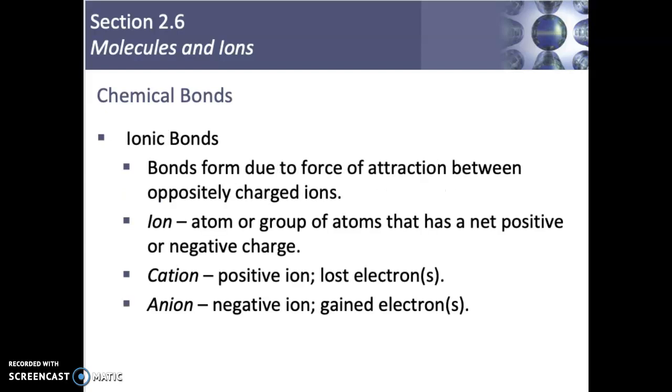The other big type of bond that we'll talk about is ionic bonds. And those are due to a positive and a negative attracting one another. In ionic compounds, one of the atoms is going to donate an electron to the other one. It's going to give it up. If I give up something negative, I become more positive, and that makes me a cation. If I accept something negative, that makes me more negative. I have a negative charge. I'm called an anion.